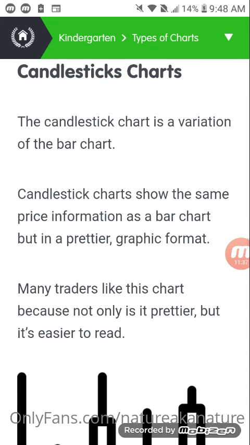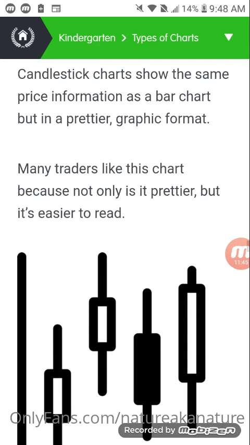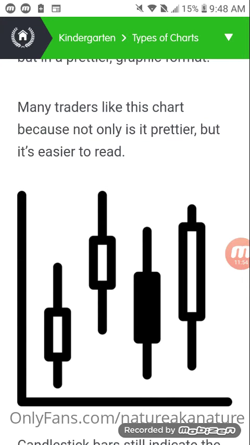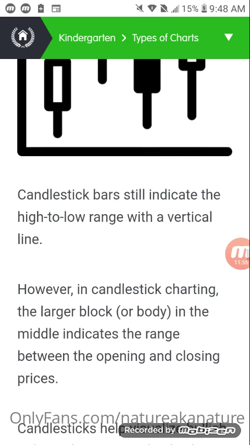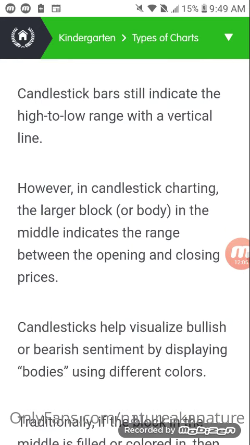Candlestick charts. The candlestick chart is a variety of the bar chart. The candlestick chart shows the same price information as a bar chart, but it's prettier. The graphics are way better. So many traders like this chart because not only is it prettier, but it's easier to read. Candlestick bars still indicate the high, the low, the opening, and the close, with a vertical line. However, a candlestick chart has a larger block, or body, in the middle, and it indicates the range between the opening and close price.